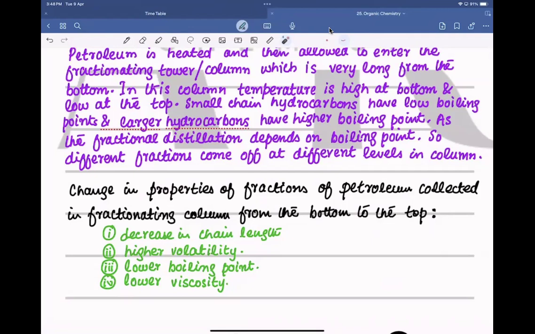Sir, your screen is not showing. Okay, the screen has hung again. Why is it so? Just a minute, please.